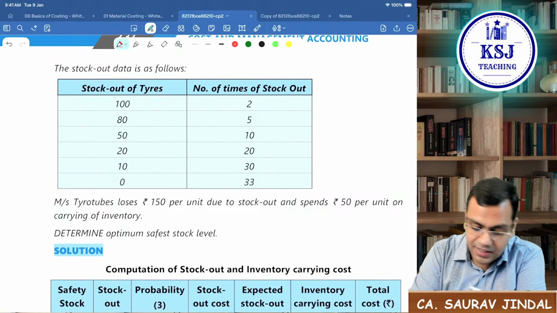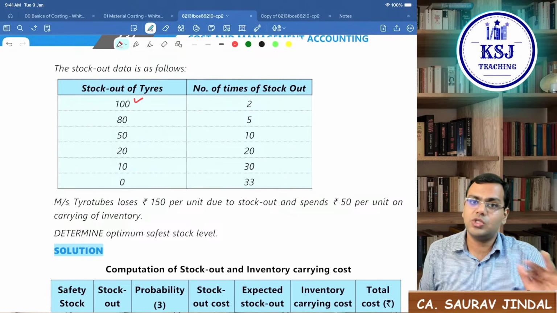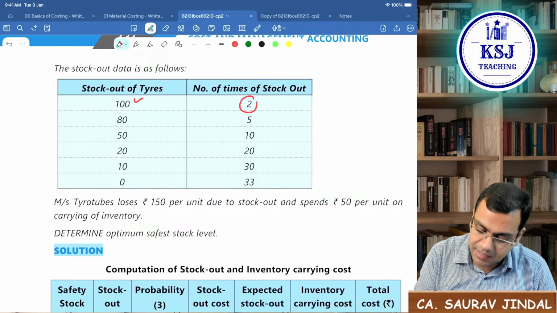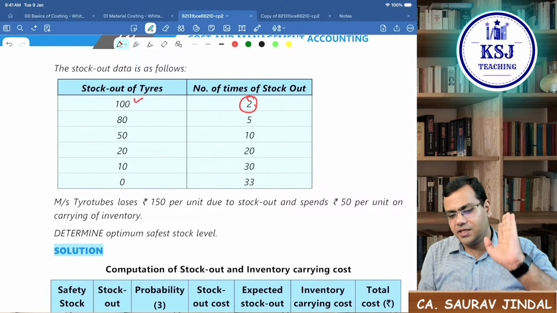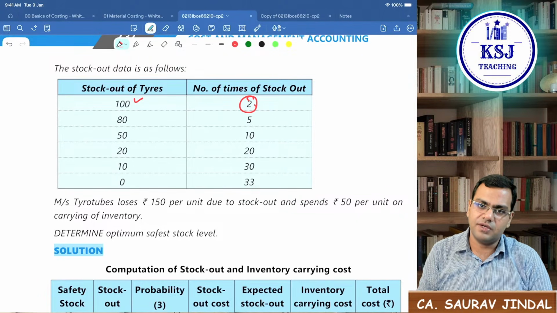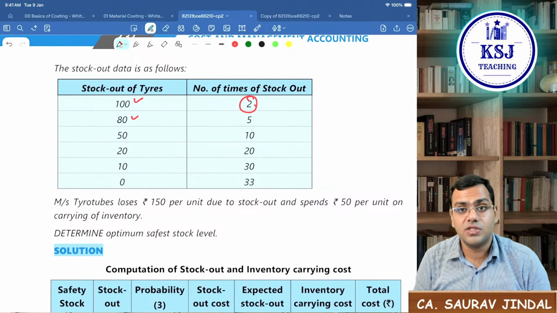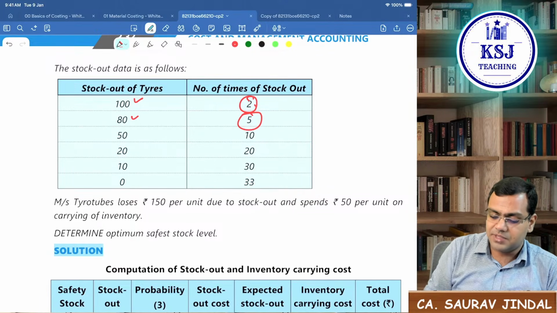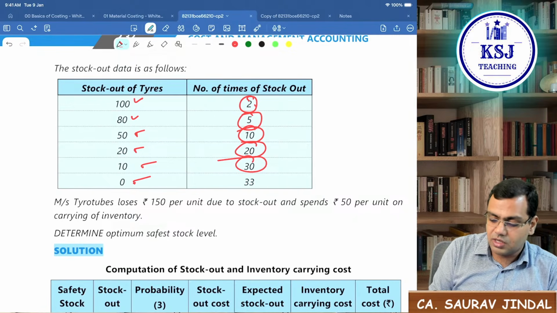Stock out of the tires, 100, that means there was a demand of 100 tires, but there was no stock of 100 tires. But is it every time? No, sir. Out of 100 times, it happened only twice that there was a demand of 100 units but there was a stock out. Next, there was a demand for 80 units, but there was a stock out. There were no tires. How many times did it happen? Out of 100 times, only 5 times, sir. Demand of 50, stock out, 10 times it happened. 20, 20 times it happened. 10, 30 times it happened. No stock out, 33 times it happened.